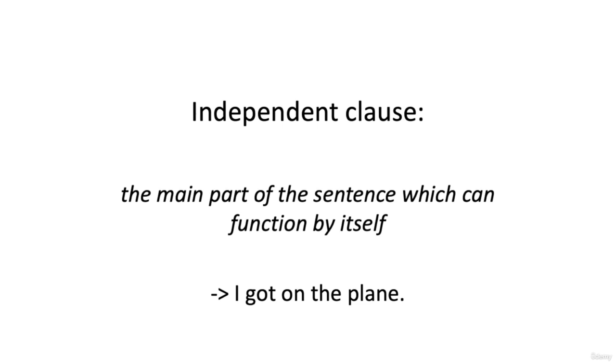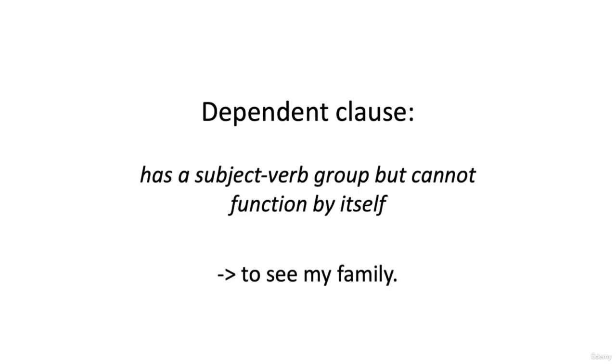A dependent clause, also called a subordinate clause, has a subject-verb group like the main clause, but cannot function by itself. See is a verb and family is a subject. Yet the clause to see my family does not make sense by itself. You must always combine a dependent clause with an independent one to understand the meaning.